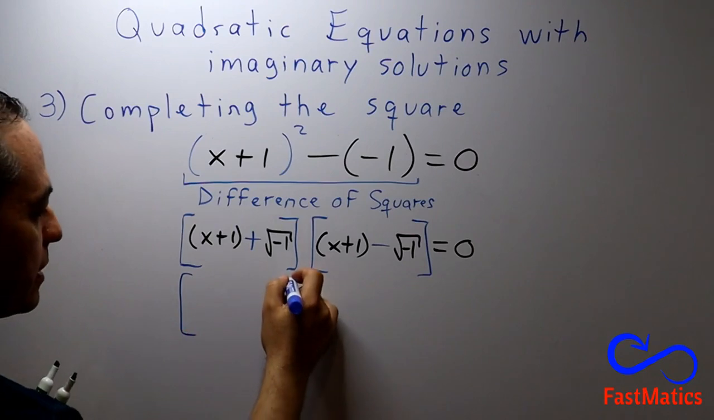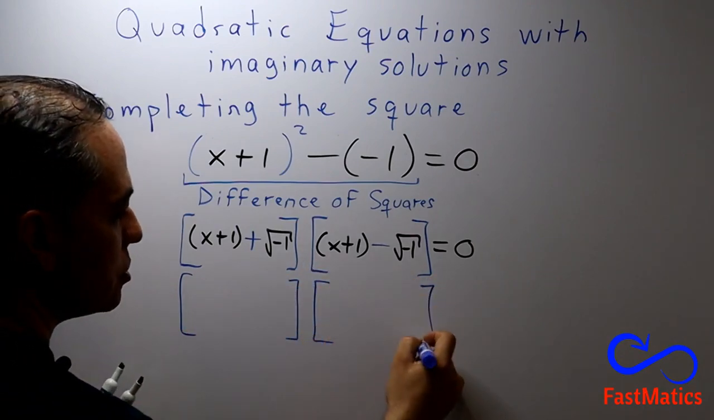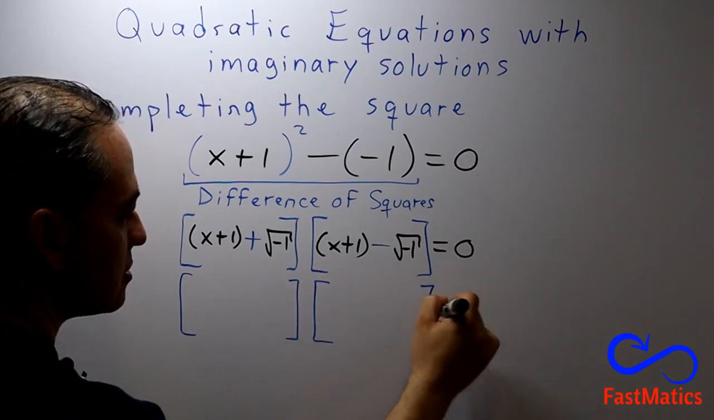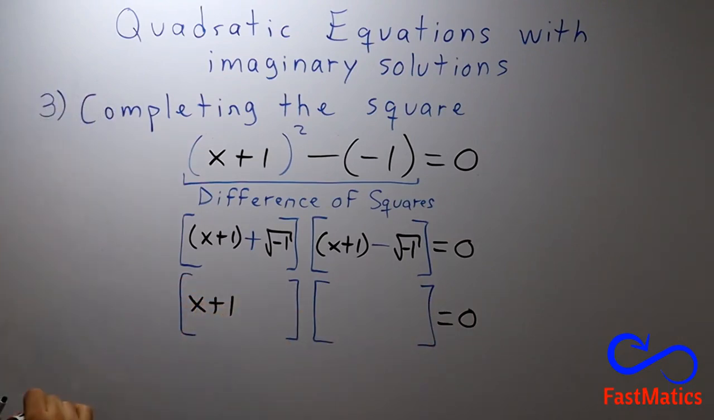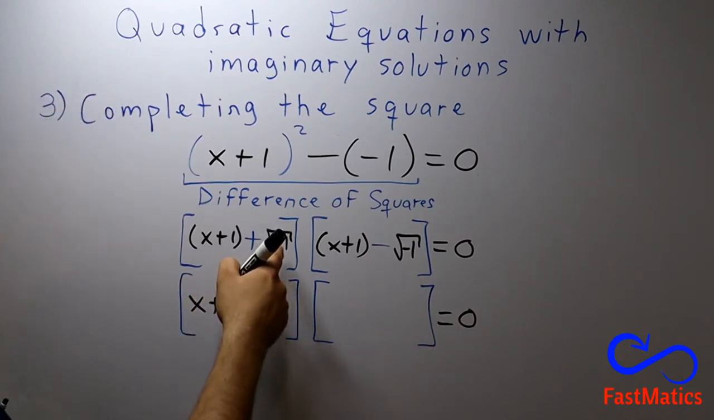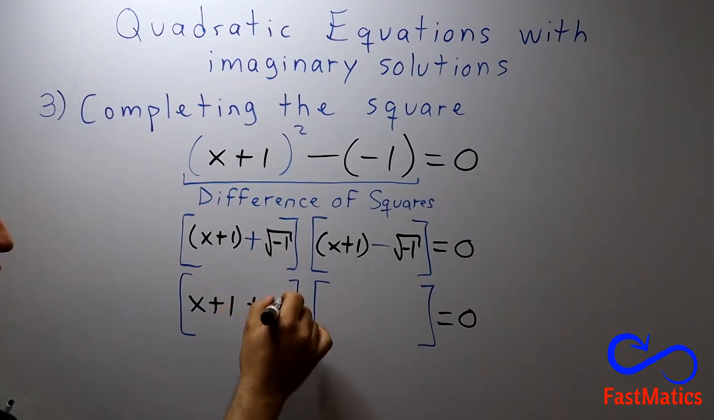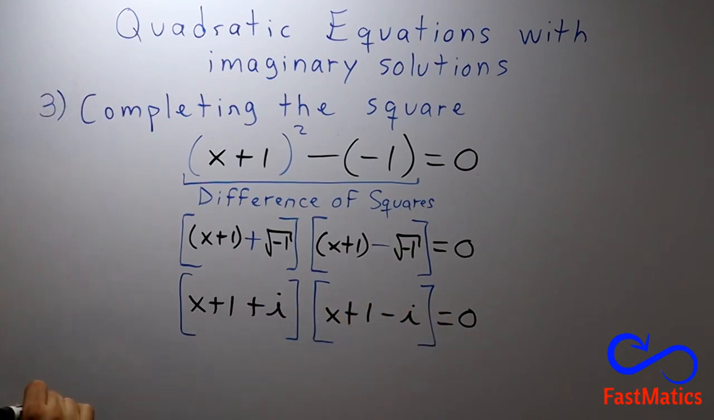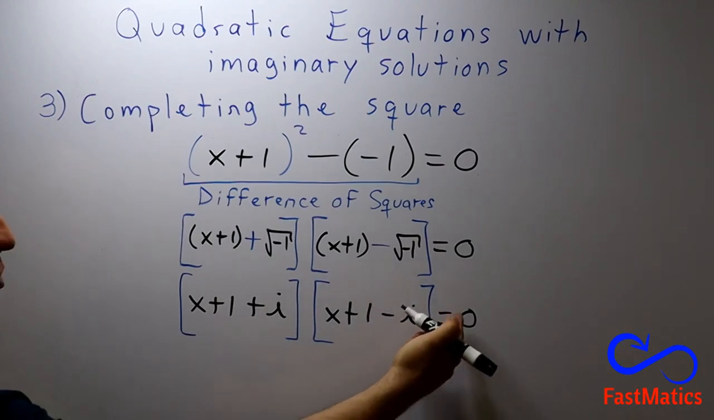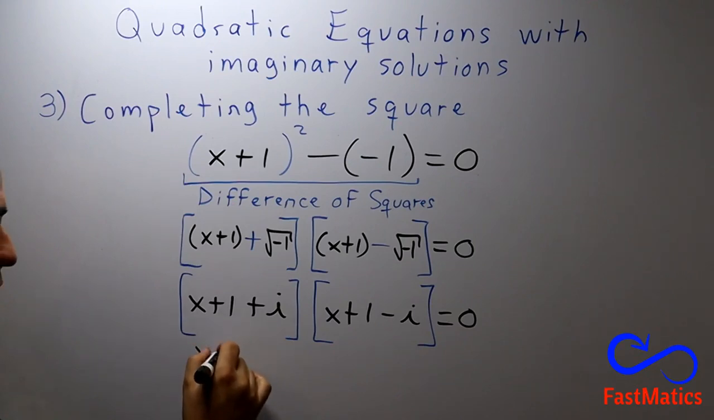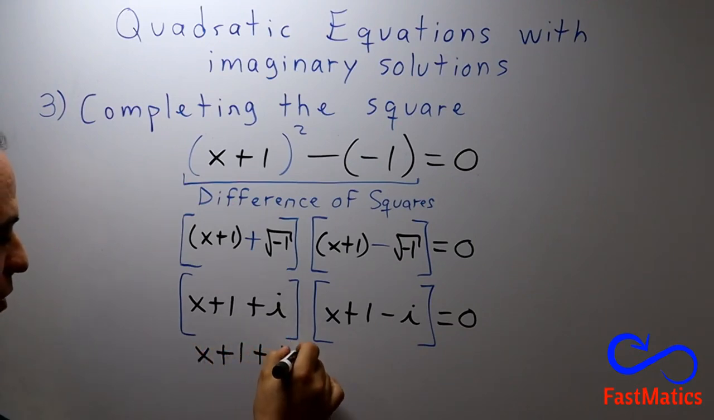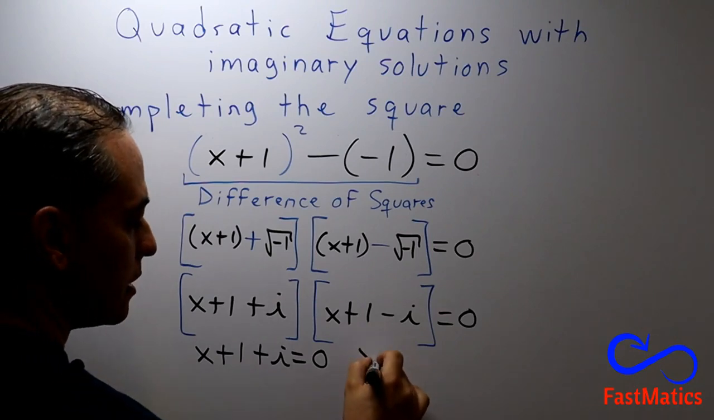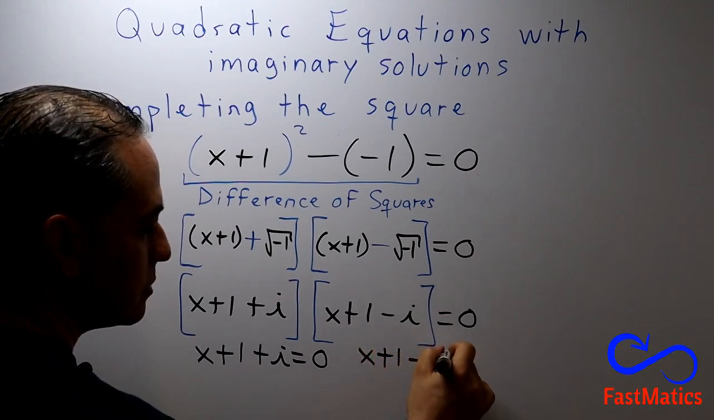Now pay attention please. You don't need the parentheses, so you write x plus 1, and the square root of negative 1 is always imaginary. And here the same. Finally, when you have two factors that are multiplying, obviously, equal to 0, you are going to write the first factor equal to 0 and the second factor equal to 0.